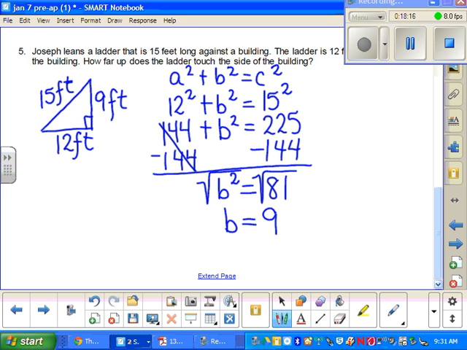So remember those clue words: ladders, leaning ladders, diagonals. When you see those words in your word problems, you know you're going to use the Pythagorean theorem.